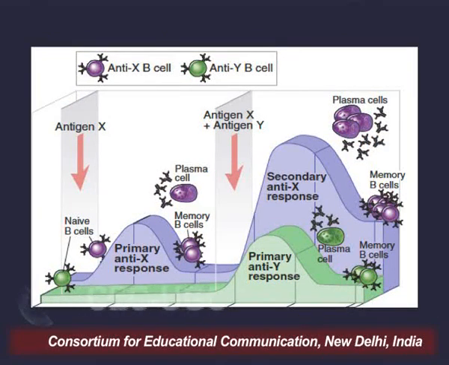As you can see, there are two pathogens, X and Y. Y is represented by the green color and X is represented by the purple color. So whenever these two pathogens enter the body, the adaptive immune response will immediately produce antibodies by the B cells against the X pathogen and Y pathogen separately.